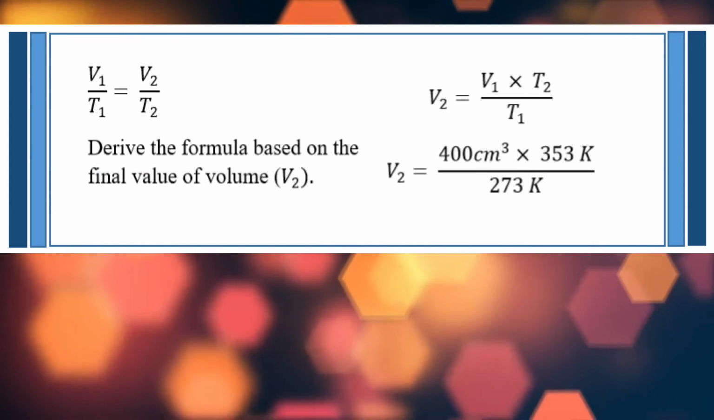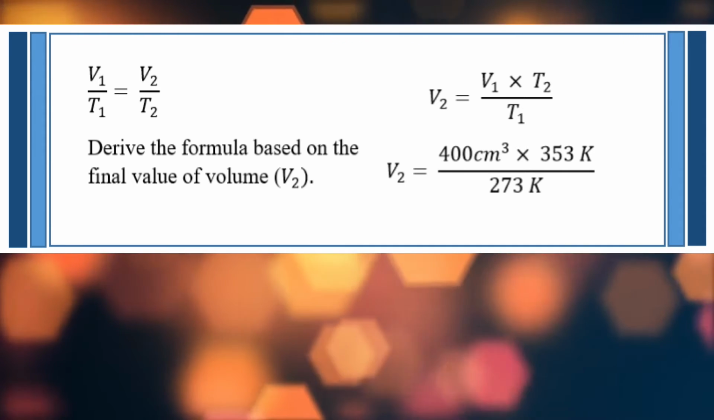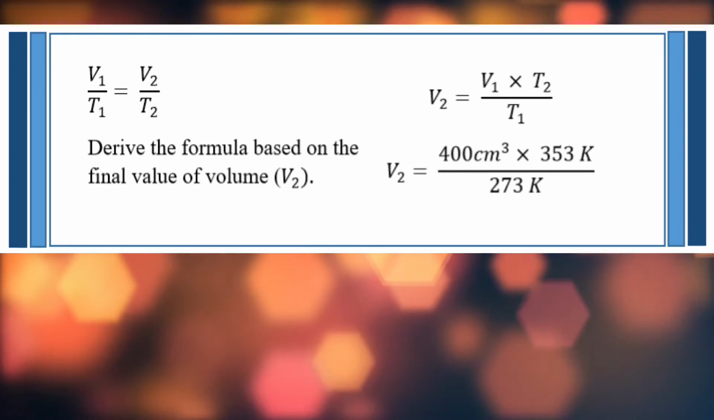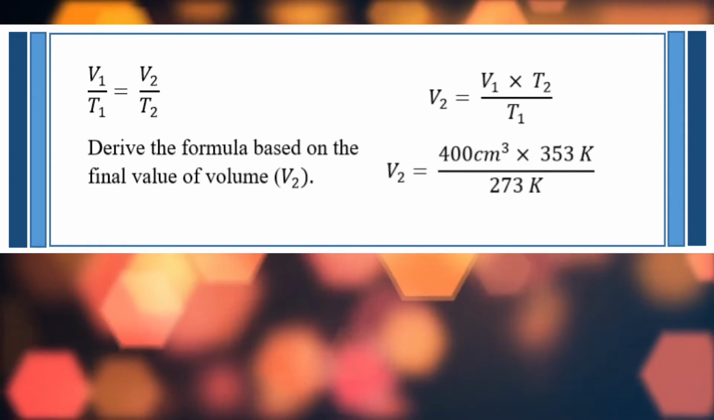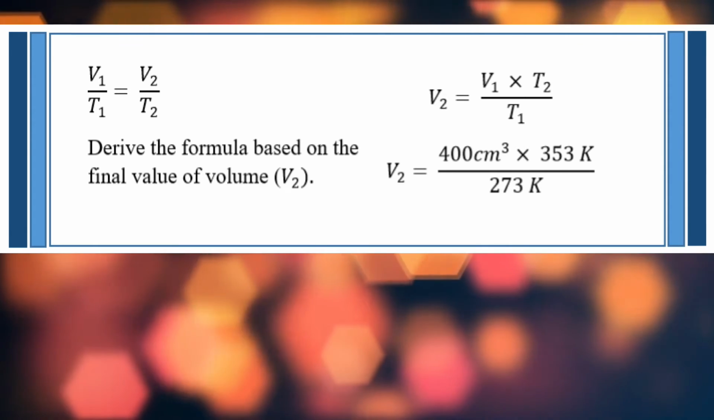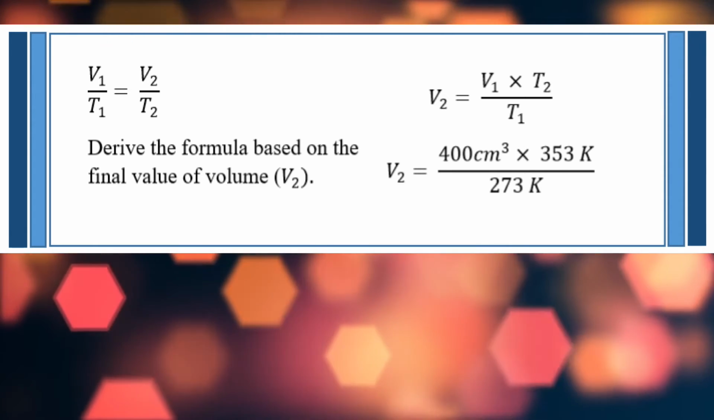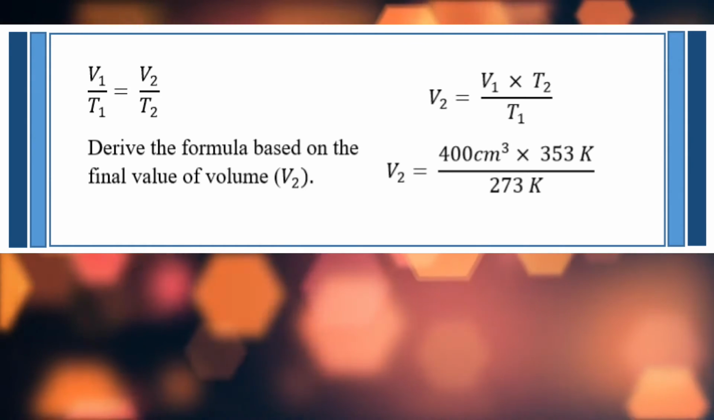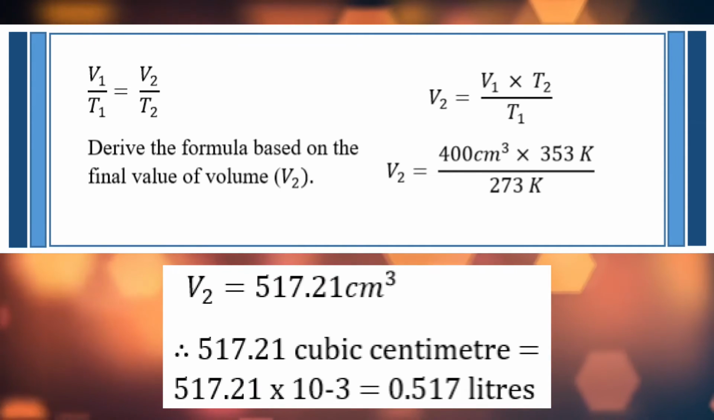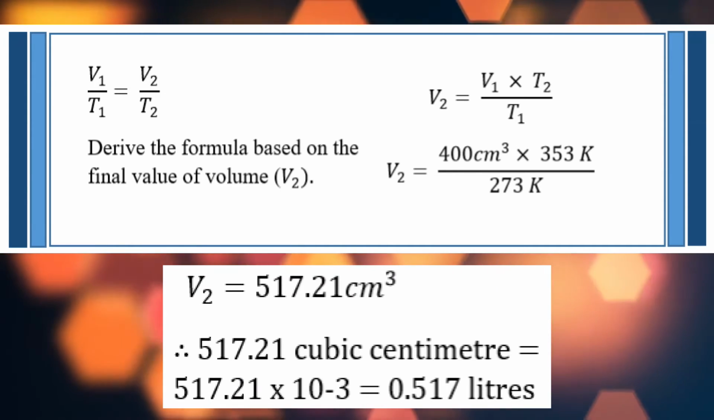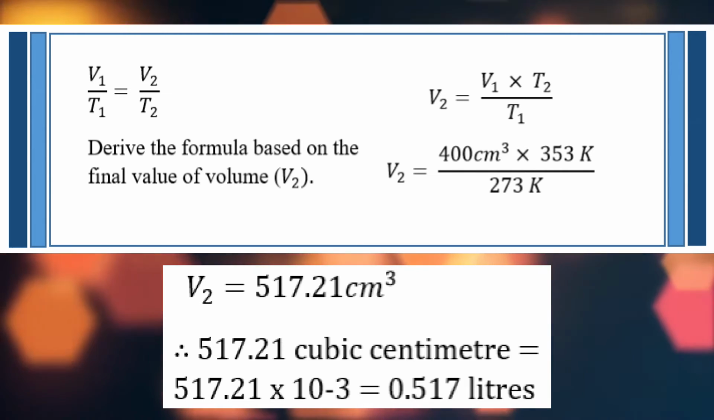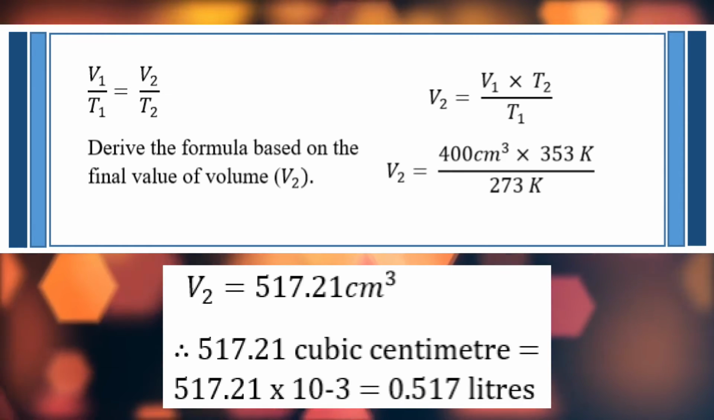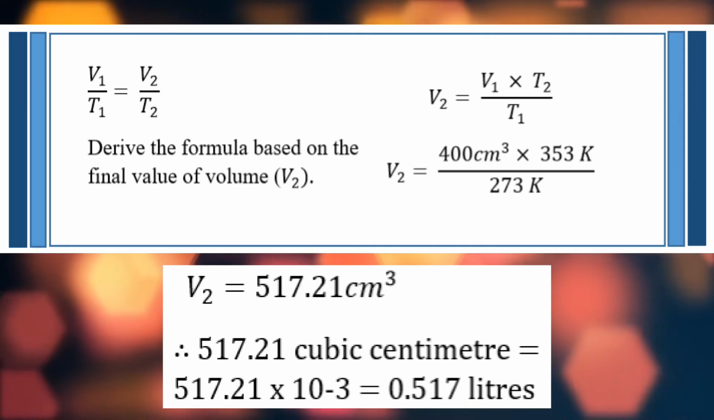We will derive the formula based on the final value of volume, which is V2. V2 is equal to V1 times T2 all over T1. So we need to substitute all the given information into the formula that we have derived. V2 is equal to 400 cubic centimeters times 353 Kelvin all over 273 Kelvin. So the final volume is 517.21 cubic centimeters. If we are going to convert it into liters, we just need to multiply it by 10 raised to negative 3. So the final volume of this problem is 0.517 liters.